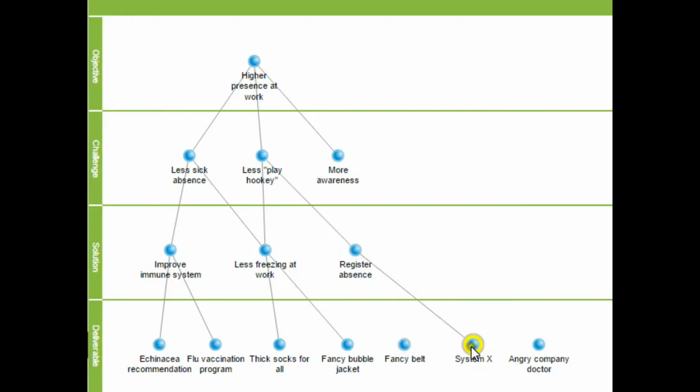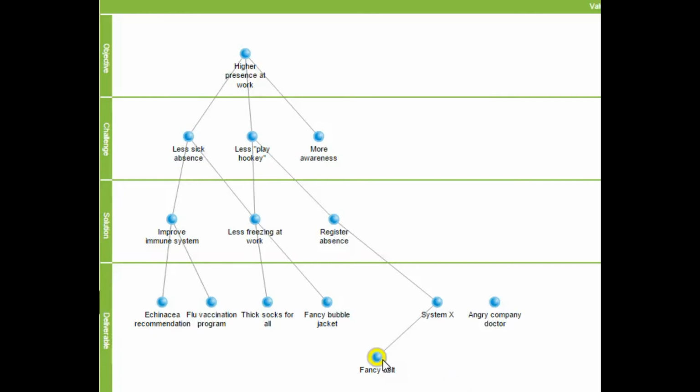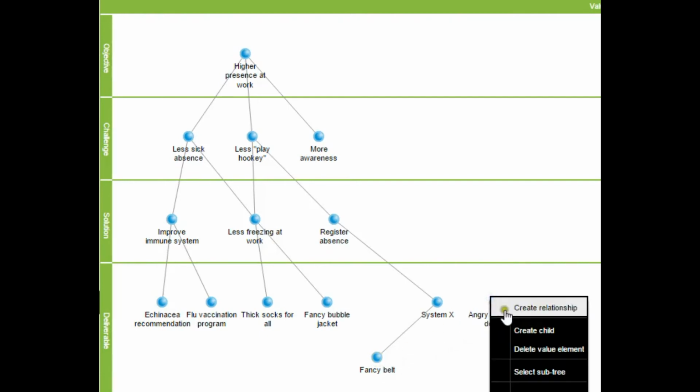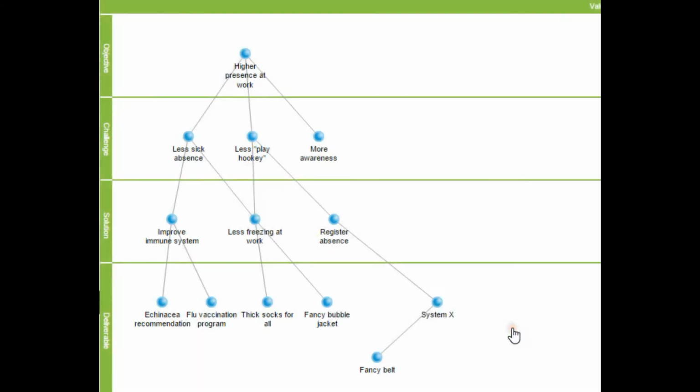The fancy belt, well, maybe we can be a little bit creative and say that the fancy belt could be something that's equipped with a GPS and can be used in System X to detect absence or presence. So then we have tied all the pieces together, almost except for the angry company doctor that we can just delete. And we also have to confess to the project owner that, I'm sorry, but the more awareness requirement that you gave us, we have not been able to, at this point, come up with any conceptual solution, neither any deliverable for that. Then I do hope you've had some insight in all this, which is about specifying the project deliverables.